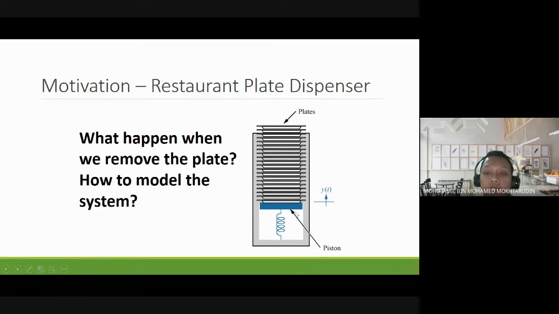So basically, this system is working in a translational manner, meaning that it can move either up and down or left to right. It does not have any rotational motion. Okay, so translational motion is something that is moving backward, forward, or upward, downward.